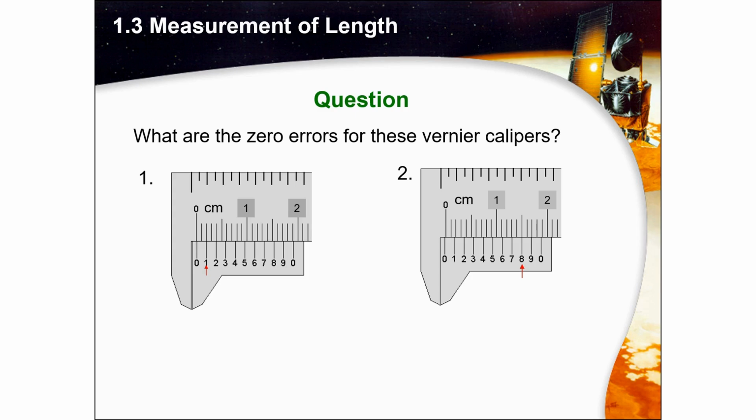So how many steps is it? 1. Good job. So that means the positive zero error is positive 0.01. Good job.